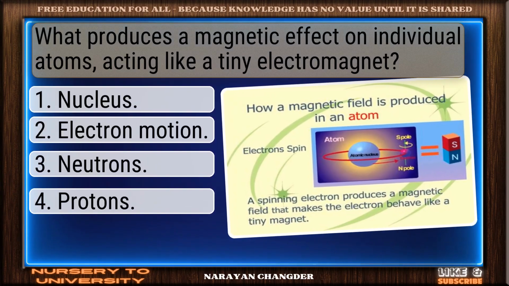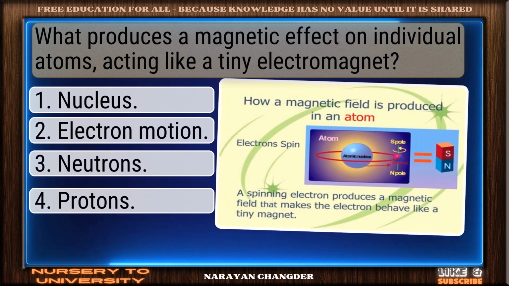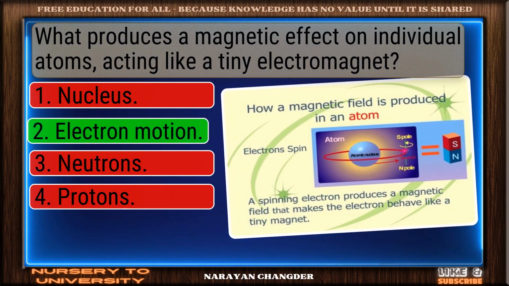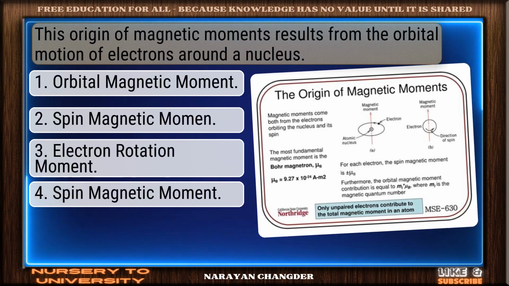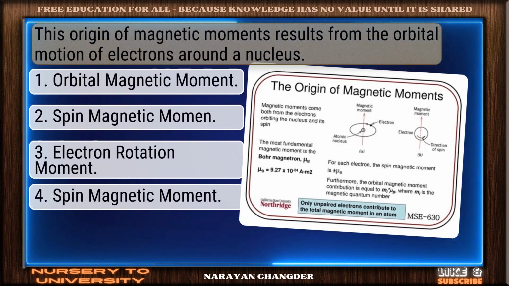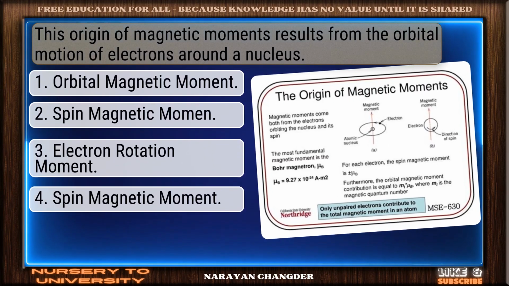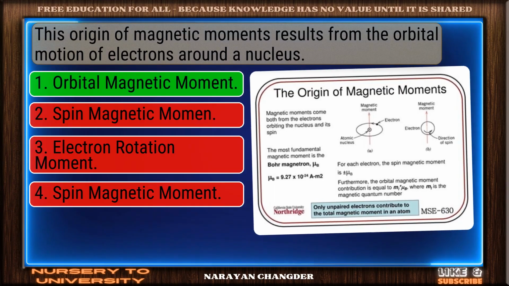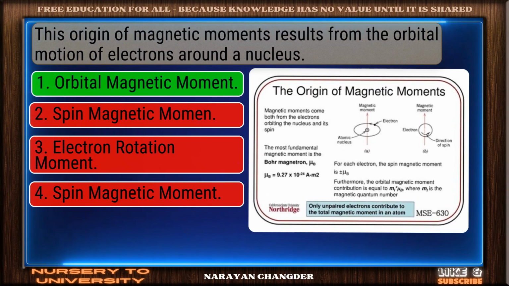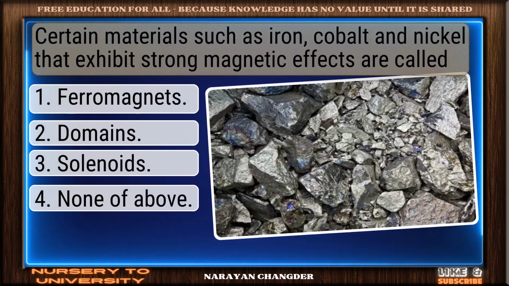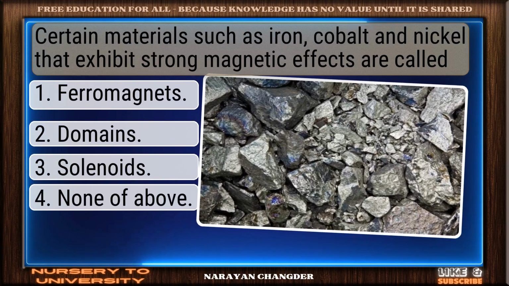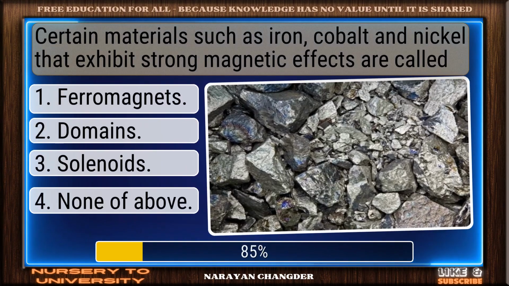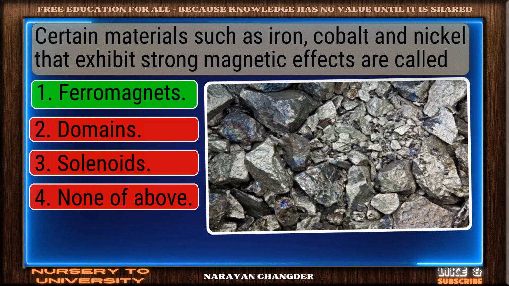What produces a magnetic effect on individual atoms, acting like a tiny electromagnet? You chose electron motion, and it is correct. This origin of magnetic moments results from the orbital motion of electrons around a nucleus. Good job. Your answer, orbital magnetic moment, works well here. Certain materials such as iron, cobalt, and nickel that exhibit strong magnetic effects are called. Bravo. Ferromagnets is the answer.